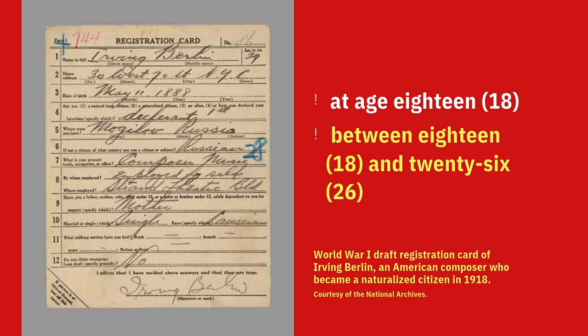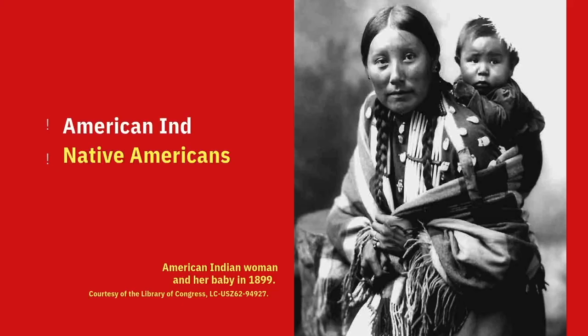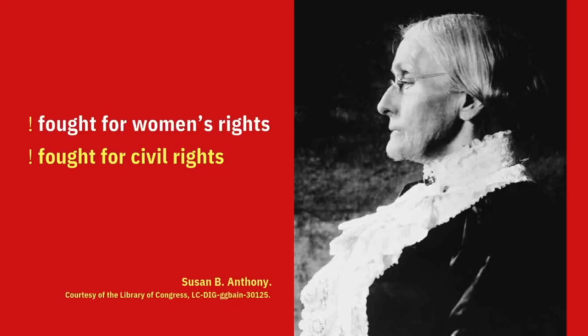At age 18. Who lived in America before the Europeans arrived? American Indians. What did Susan B. Anthony do? Fought for women's rights.